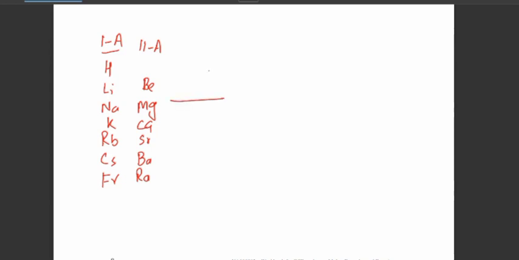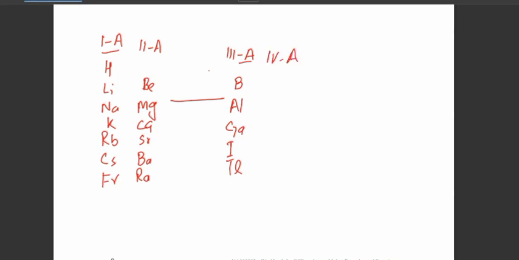And here will be the transition elements. There are 10 groups of the transition elements. Then we'll start this third group, that is boron, aluminium, gallium, indium, thallium. Okay. In this way, this is a short trick. You can memorize it easily.